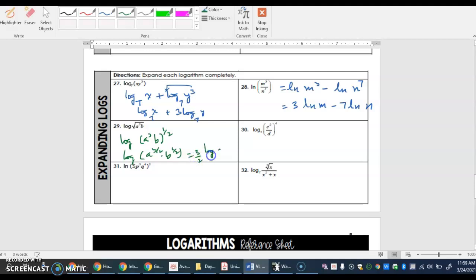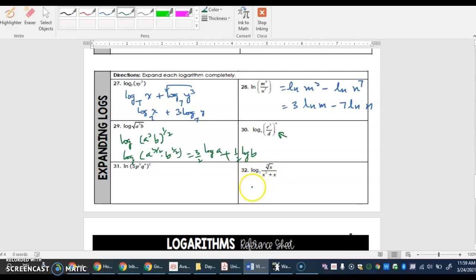3/2 log a. I'm actually even providing the power rule also. I'm doing two things at the same time. Okay, so that's how you do it. So that's the same here, except for the d will become a minus. Okay, so I want you to try that.